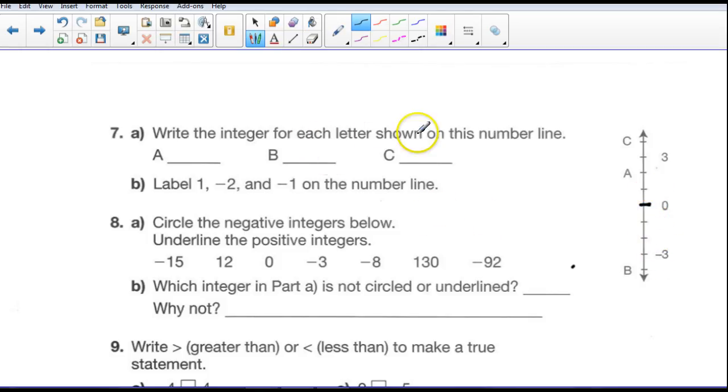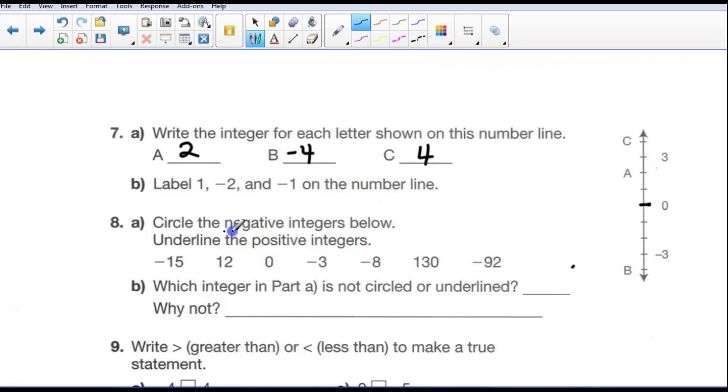Okay, so write the integer for each letter shown on the number line. Well, A, if this is 0, this must be 1, this must be 2. Okay. B, if that's 0, this is -1, -2, -3. B must be -4. And C, there's 0, 1, 2, 3, and C is +4. Okay, so not very hard to understand the number line. Now it says label 1, -2, and -1. You can do that. Okay, circle the negative integers below.